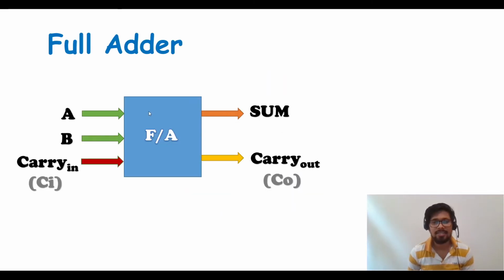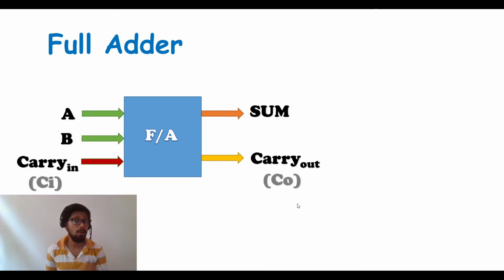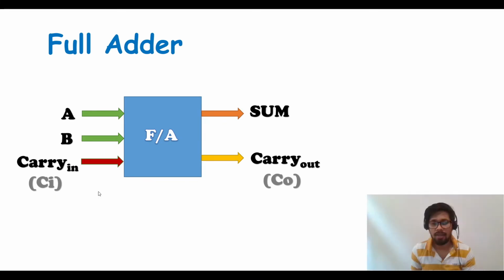Let's consider this as a full adder. You can see there are three inputs, but in a half adder there are only two inputs, and the third one is carry in. Here, I indicate it as CI. The outputs are the same as the half adder: sum and carry out, which I indicate as CO. The basic thing is that the full adder adds these three numbers together and gives sum and carry out.